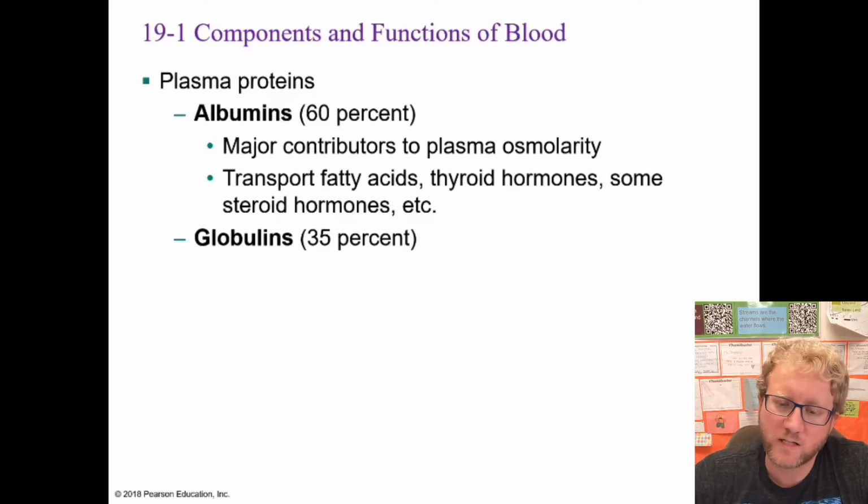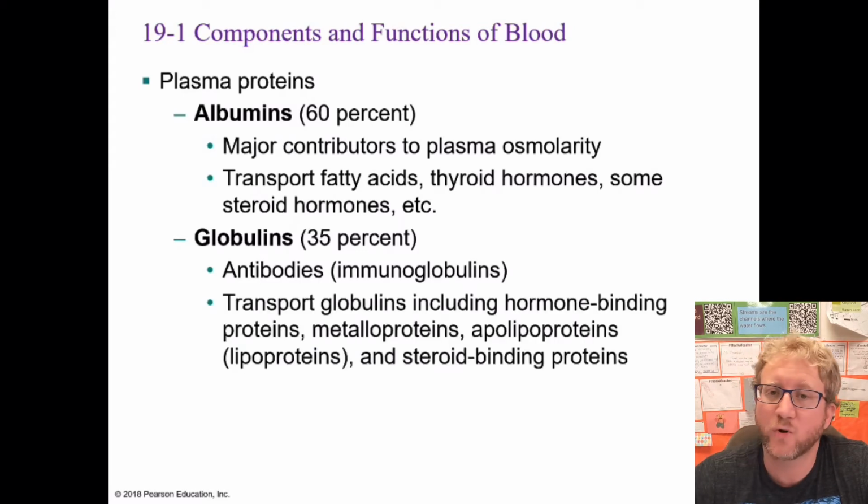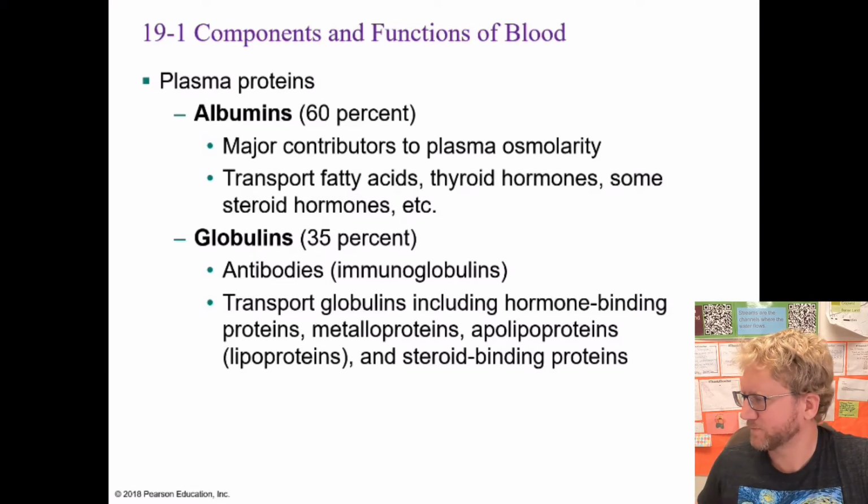You've got globulins, which is another big part, about 35%, and these are your antibodies. For the most part, immunoglobulins are antibodies. You also got other ones that are transport globulins, like steroid-binding proteins, other hormone-binding proteins, lipoproteins, your HDLs and your LDLs. If you've ever known anybody who's done a blood test or anything like that, high-density and low-density lipoproteins.